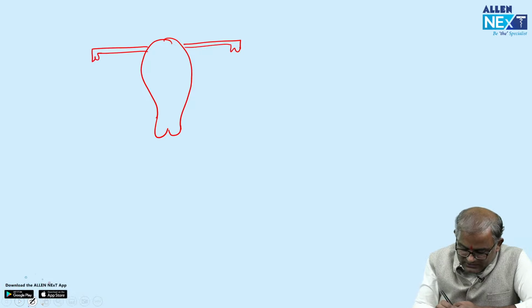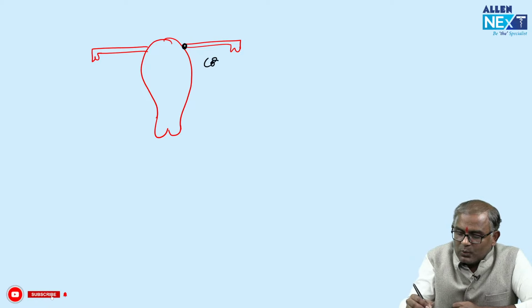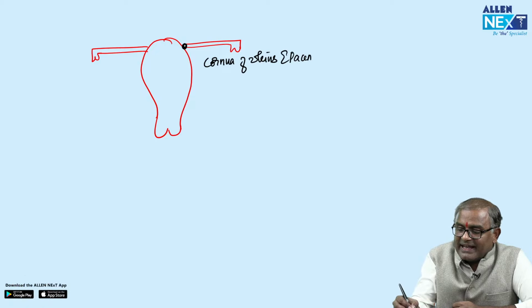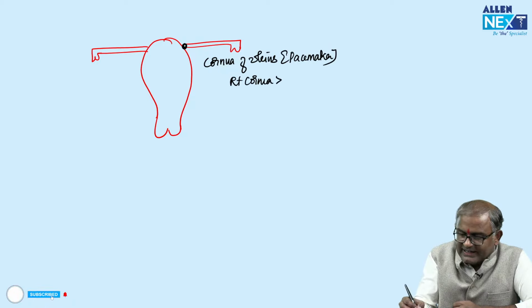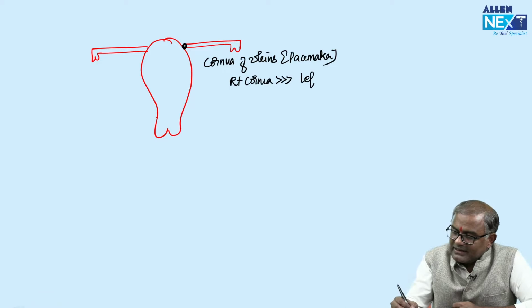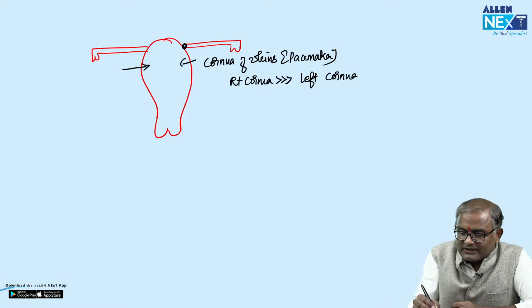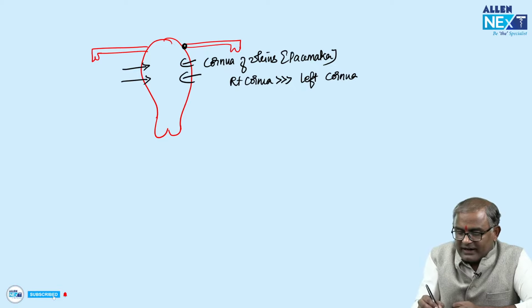Doctor, look into this. So what is a pacemaker of uterine contraction? Dear doctors, what is a pacemaker of uterine contraction? That is cornua of uterus. Please make a note of it. Cornua of uterus is a pacemaker. That too, right cornua. Dear doctors, right cornua is a predominant pacemaker compared to left cornua. And you all know the upper segment contracts, lower segment relaxes. What is this called as?